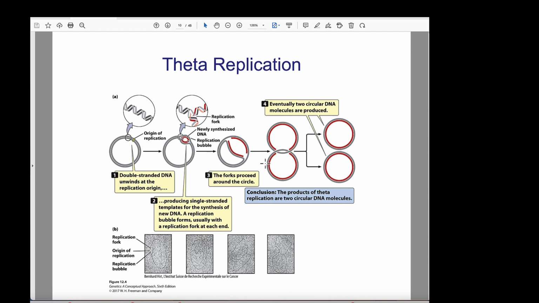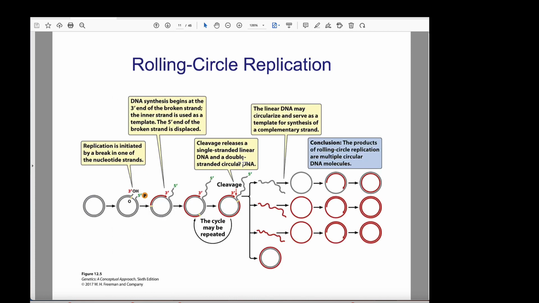Just to give you a pictorial representation of theta, this would be an example where you have the intermediate stage, and this is where you get the theta replication from. And then this is your pictorial representation of the rolling circle replication. That initial nick on one strand, and then you have that rolling out, forming that secondary strand.